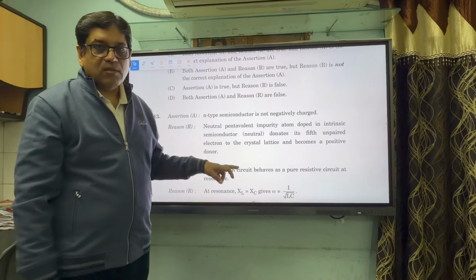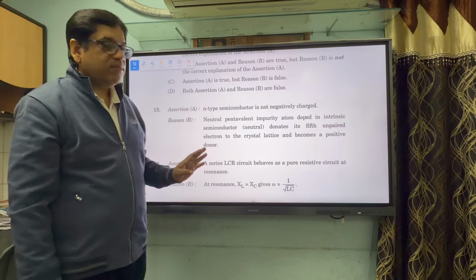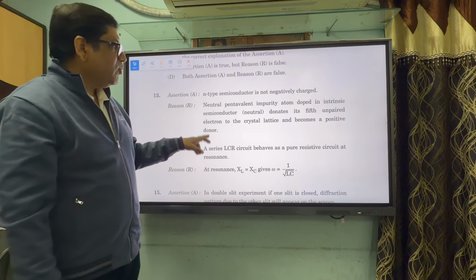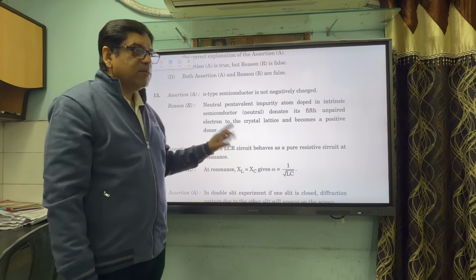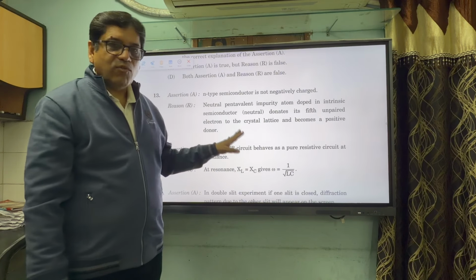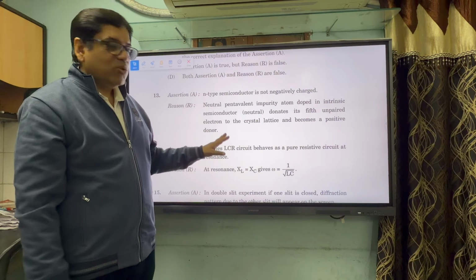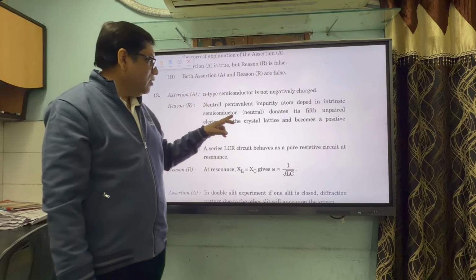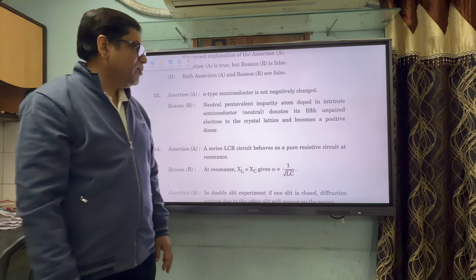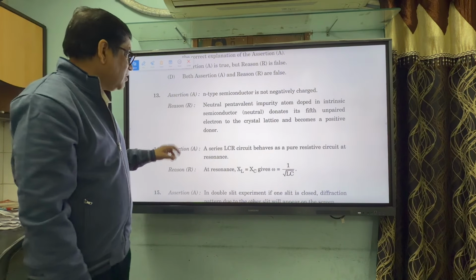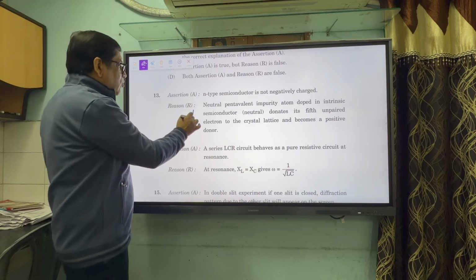Now, we read the reason. You read the reason only when you have answered the assertion. Neutral pentavalent impurity doped in intrinsic semiconductor donates fifth valence electron and becomes positive ion. So clearly the answer is the same as what we were already giving. Clearly, electrons will become majority carrier, but the pentavalent impurity has a positive charge. That's why overall charge will be equal to 0. So assertion is correct, reason is correct, and it is the correct explanation. So answer is A here.